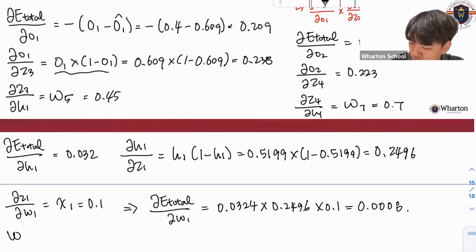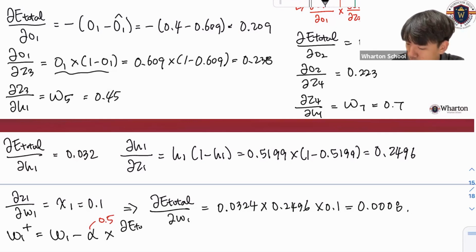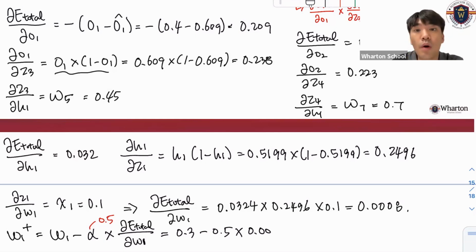Which is 0.0008. The new W1 equals the old W1 minus alpha, in our case 0.5, multiplied by the partial derivative of E total with respect to W1, which is 0.3 minus 0.5 multiplied by 0.0008, which is 0.2995.